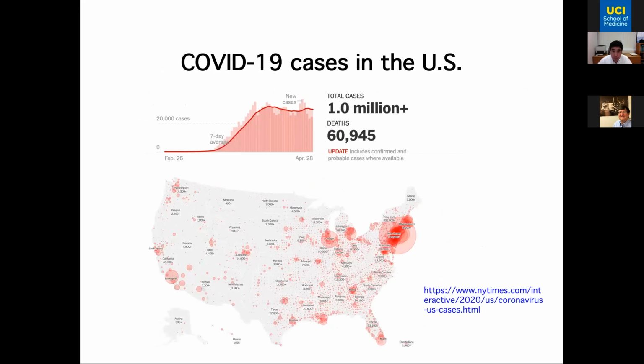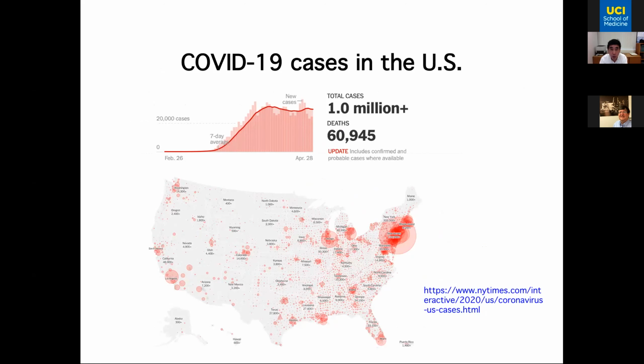So we have more than 1 million cases in the US now. The deaths are 60,000 and growing. To put that in perspective, that's more than the number of deaths each year from seasonal flu. It's also more deaths than in the entire Vietnam War. You can see a map of the US with the epicenters.